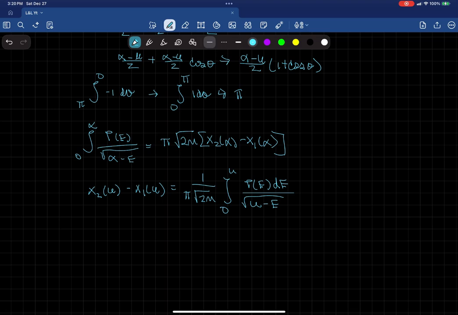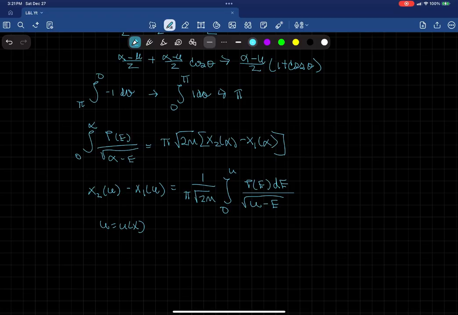Thus, the known function, the period as a function of energy, can be used to determine the difference x2 of u minus x1 of u, and the functions x2 and x1 themselves may remain indeterminate. This means that there are not one, but an infinity of curves where u equals u of x, which give the prescribed dependence of period on energy, and differ in such a way that the difference between the two values of x corresponding to each value of u is the same for every curve.